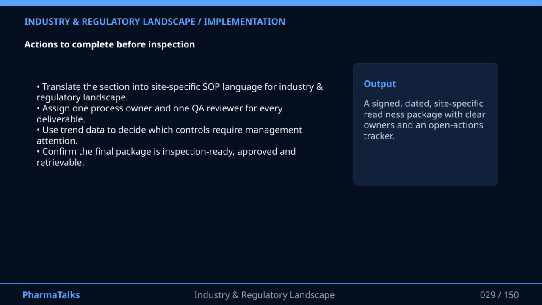The output of these actions is a signed and dated, site-specific readiness package that clearly identifies owners and includes an open actions tracker to monitor any outstanding tasks. This approach ensures you have a well-organized and transparent process leading up to the inspection.